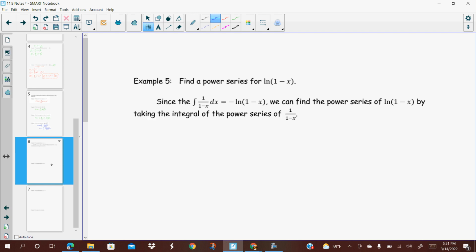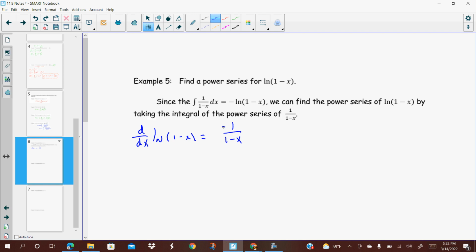What I know is that the derivative of a natural log gives me a 1 over in some form. So what I can do is I can say, okay, let's take the derivative of the natural log of 1 minus x and see what that gives us. Well, following our rules, that's going to be 1 over 1 minus x times the derivative of the bottom, which is negative 1.